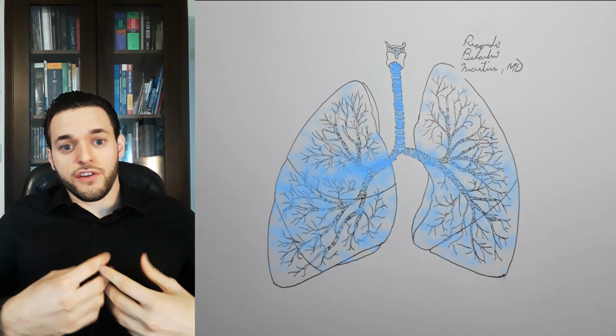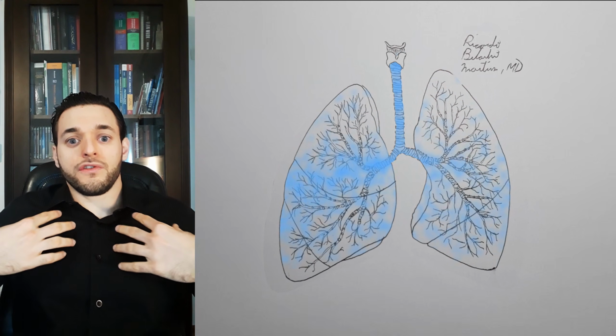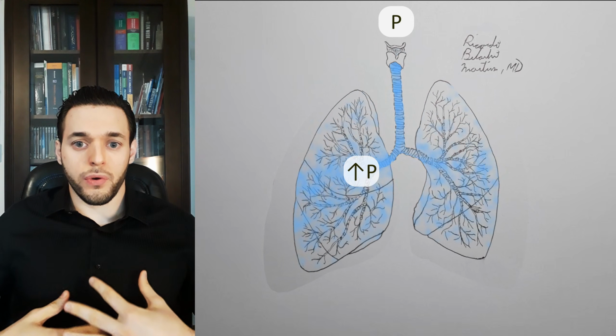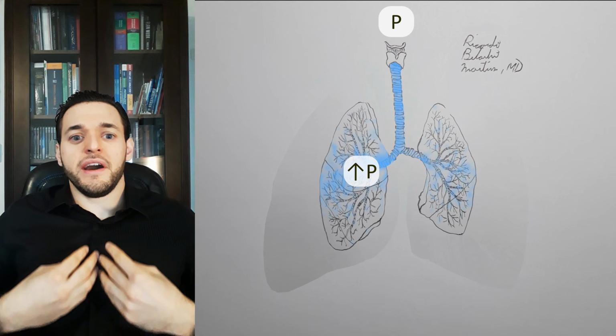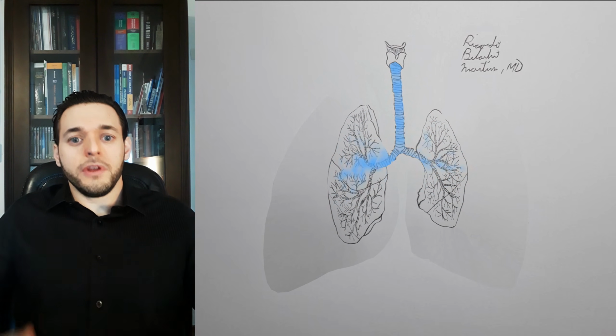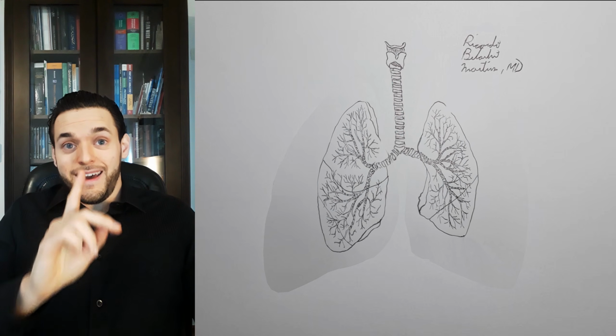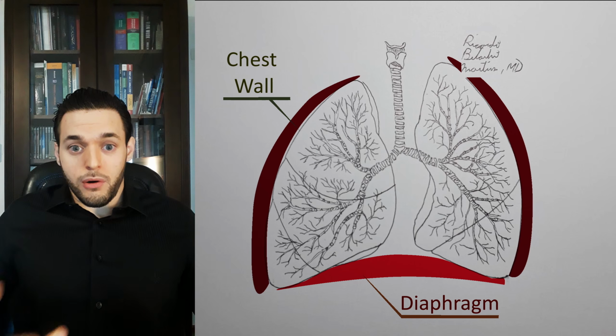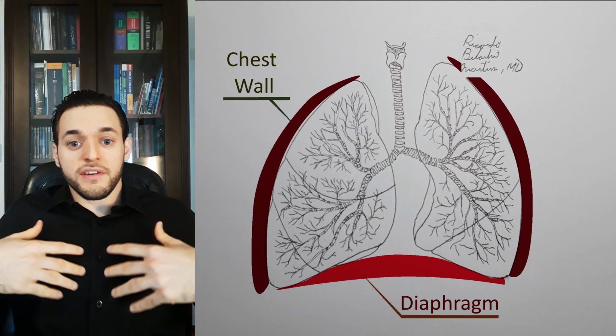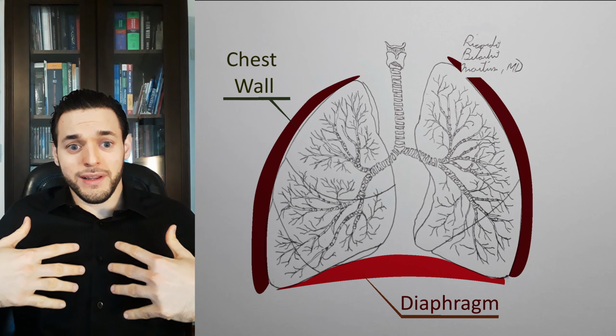Once gas exchange has occurred, the respiratory muscles relax, causing the lungs to collapse and pushing the air outwards due to increased pressure. Except neither the diaphragm nor other inspiratory muscles insert directly into the lungs.